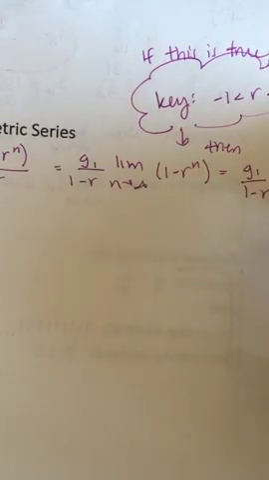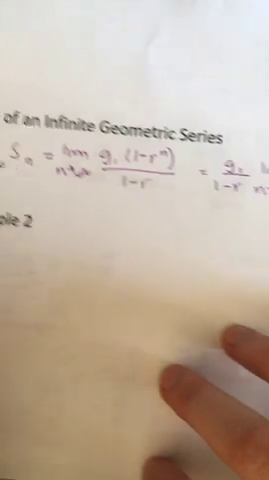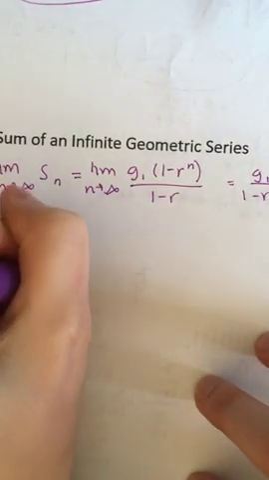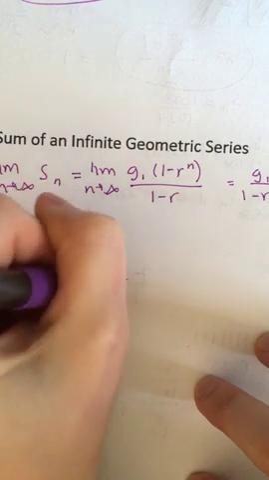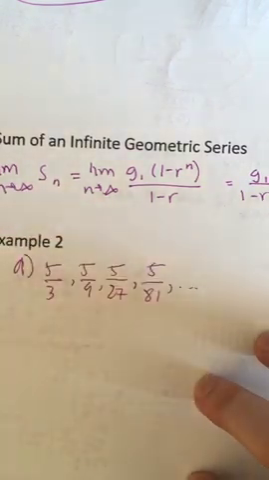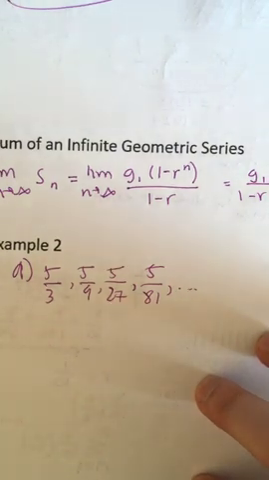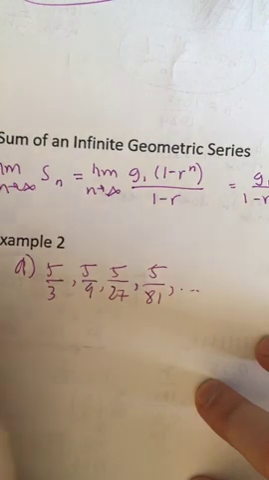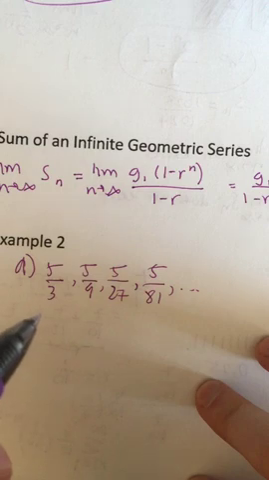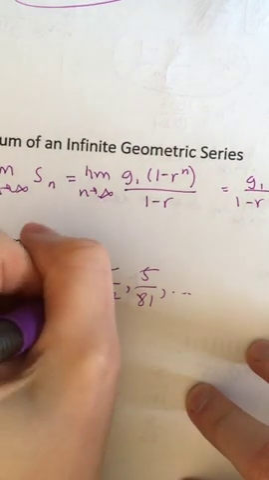So, example 2, there's a bunch in here. A is our first one, so we have 5/3, 5/9, 5/27, 5/81. Okay, this is our first series. Well, it's a sequence because it's just commas. A, is it actually a convergent geometric series? Well, no, because it's not a series. But what if I changed A?